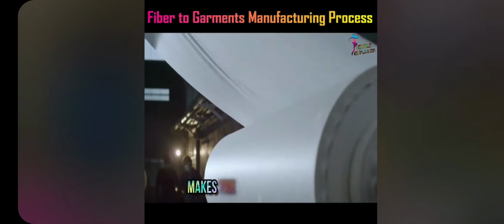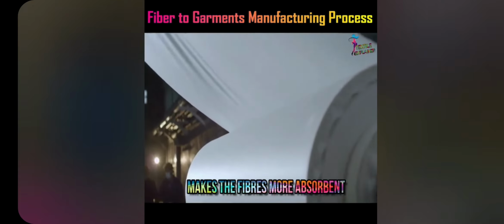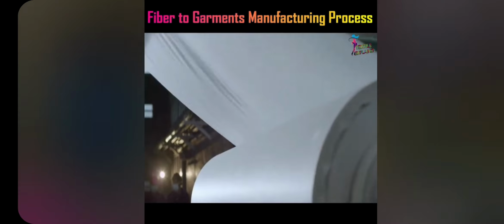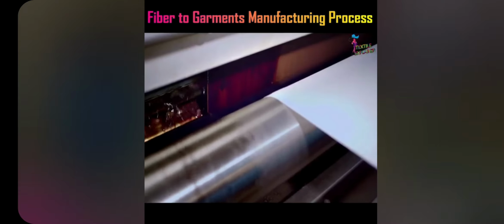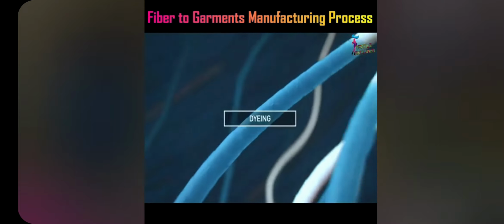Bleaching makes the fibers whiter and facilitates the dyeing process. It also makes the fibers more absorbent. And finally, cleaned and white fabrics are transferred to the dyeing section.